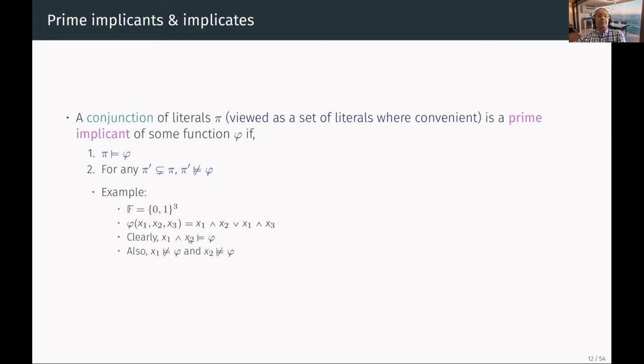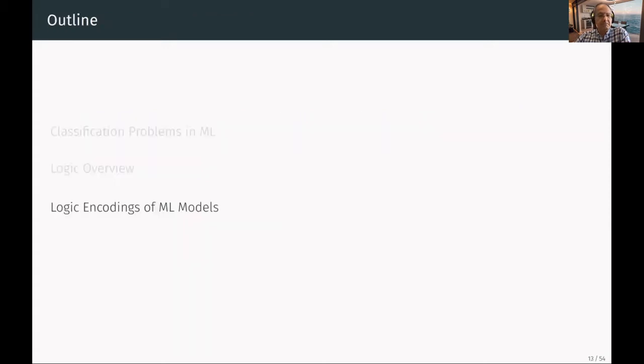So for example, going back to the previous example I showed, here for sure x1 and x2, as I explained before, entails the function. So whenever this is true, for sure the function is going to be true. But any subset, so either x1 or x2, does not entail the function. So we could have x1 equals 1, for example, and if I put x2 equals 0 and x3 equals 0, then the function is not true. So there is no entailment there.